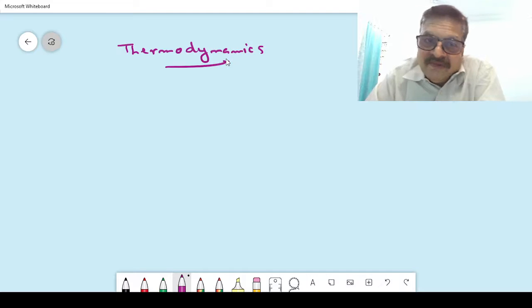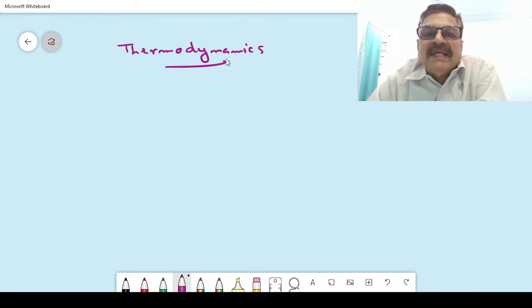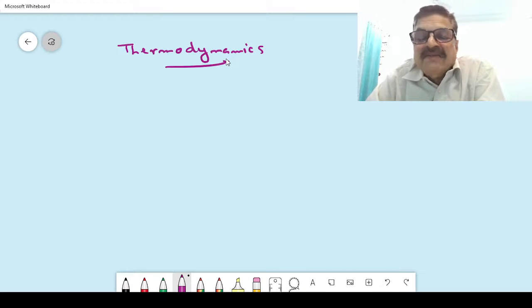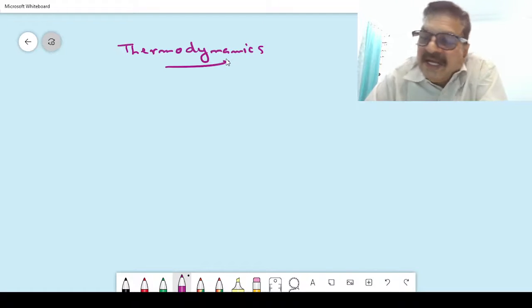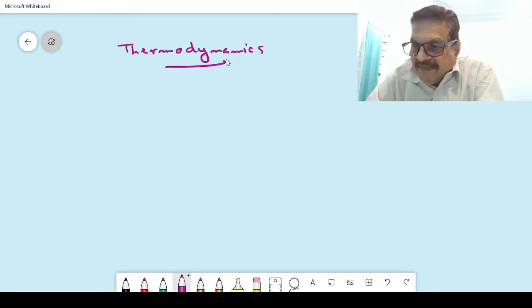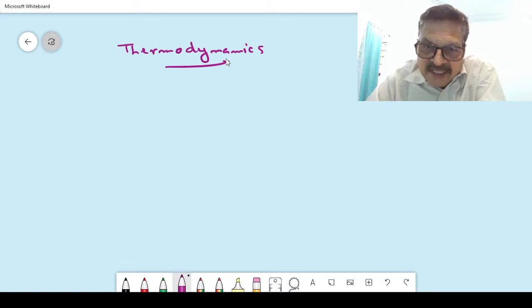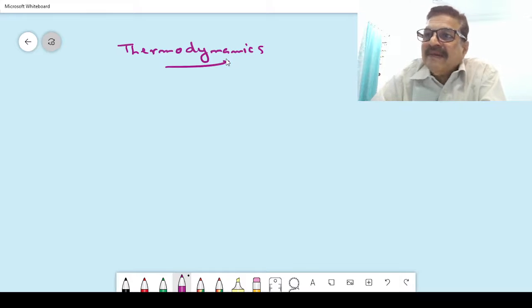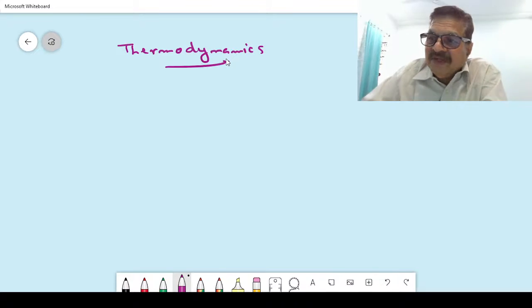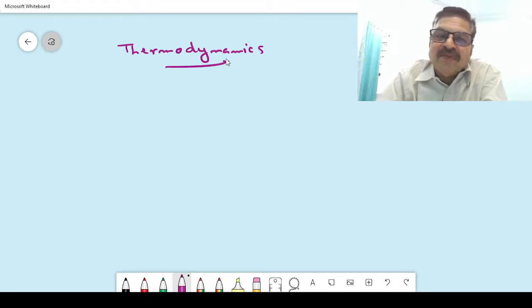So for a reaction to be useful or practical, the equilibrium must favor the formation of the products, and the reaction rate must be fast enough to complete the reaction within a reasonable span of time. These two conditions depend upon the thermodynamics of the reaction and the kinetics of the reaction. These are the most important things when you are conducting a chemical reaction.